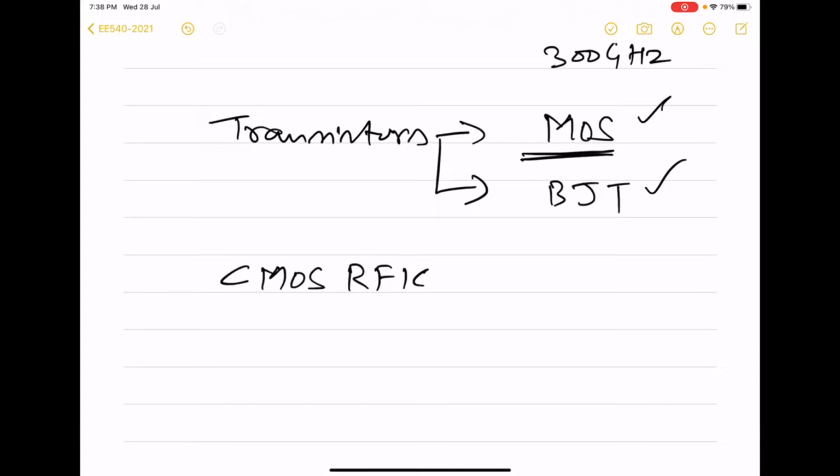CMOS means complementary MOS, and by CMOS here we mean that we use the same fabrication technology that is used for CMOS digital ICs where both PMOS and NMOS are used. That is why complementary MOS.